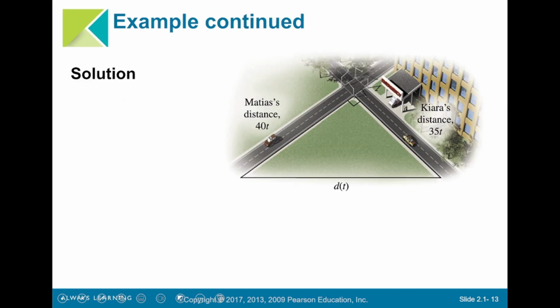So this is kind of the picture of what we're looking at. Matthias' distance is given there and Chiara's distance is given there. And they're driving away from each other at a right angle. And you can kind of assume where we're going with this using Pythagorean theorem. Okay. So remember, distance is rate times time. So the distance for Matthias is exactly given by 40 as our rate times the time. And Chiara's distance is exactly 35 as the rate times the time.